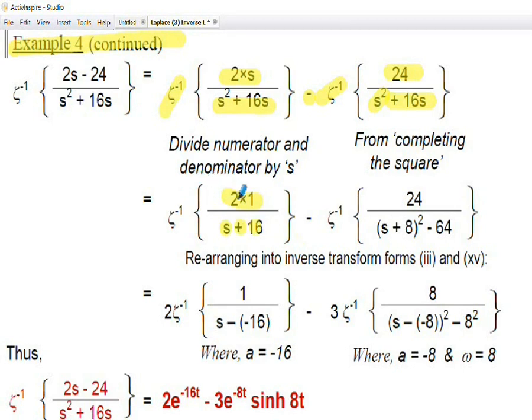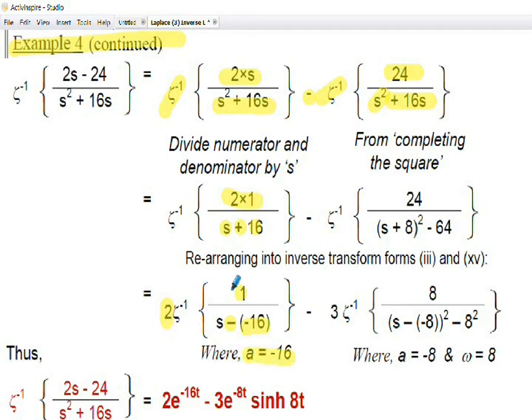Now to look at that in standard form, I need 1 upon s minus a as the standard form, so I need to take a 2 outside to leave myself with the 1 in the numerator. And my little trick here of making the 16 a negative in a bracket but having a negative outside still gives me s plus 16, but I've now written it in the form of s minus the a, where the a in this case will be negative 16.